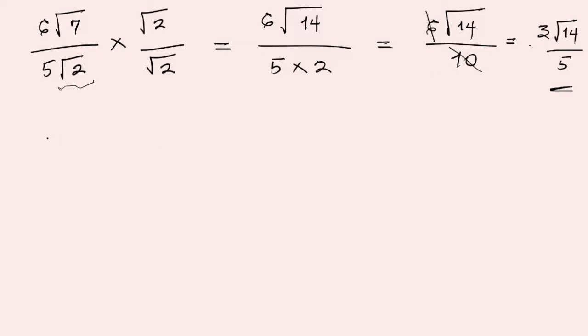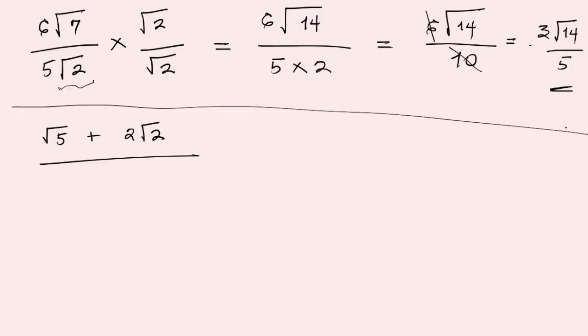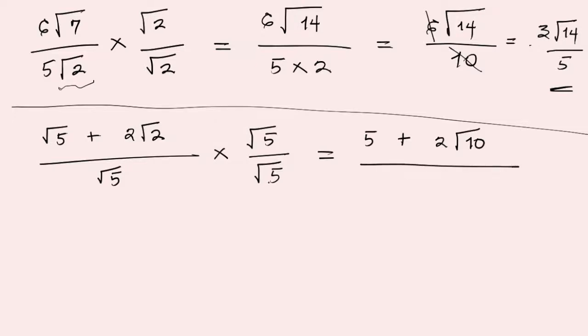So what if we have root 5 plus 2 root 2 over root 5? We multiply the top and the bottom by root 5. This is going to be equal to root 5 multiplied by root 5 is equal to 5, plus 2 root 2 multiplied by root 5 is equal to 2 root 10. Now root 5 multiplied by root 5 is equal to 5.